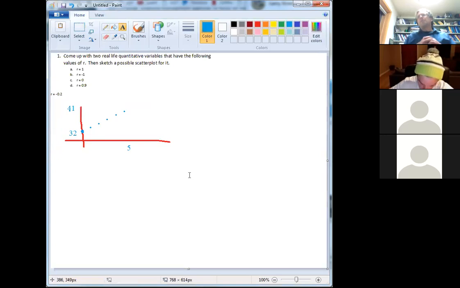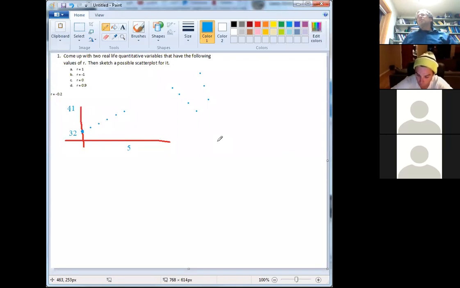Okay, so part B, same idea, except R is -1. I'm just going to drop dots to give you an idea. I'm not going to do the whole thing because we only have so much time. So if R is -1, the dots are going to slope. Now the slope doesn't have to be -1. It just has to be negative. So the dots could look like that. They could be steeper. But they're definitely going downwards, and they're on a perfect line. Any questions on that?